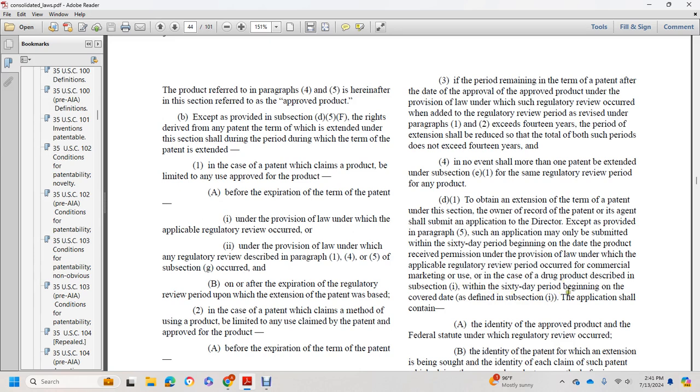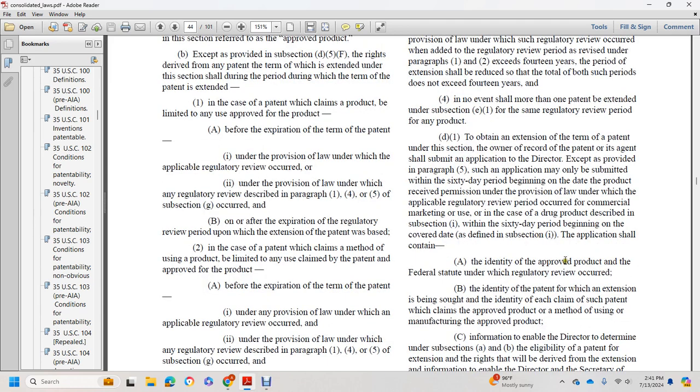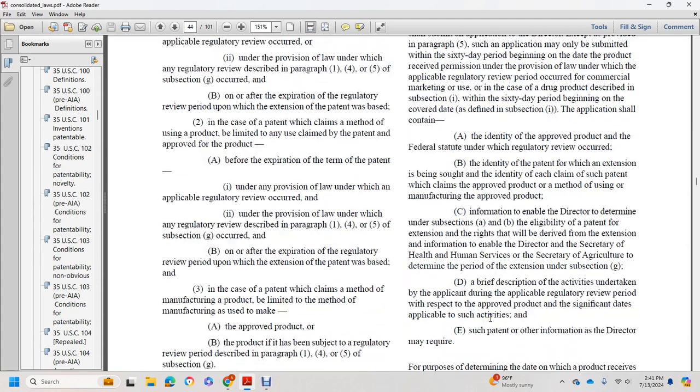The application containing 8 identified with the approval of the product, the federal statute under which the regulatory review occurred, identified with the patent, the extension of which is being sought, identify each claim of such patent which claims the approved product or the method of using or manufacturing the product. C, the information enable the director to determine the subsections A and B eligibility of the patent for extension and the rights to be derived with the extension, the information enable the director, the Secretary of Health and Human Services or the Secretary of Agriculture to determine the period of the extension under subsection G. Brief description of the activities undertaken with the application during the applicable regulatory review period with respect to the approved product and the significant dates applicable to such activities.